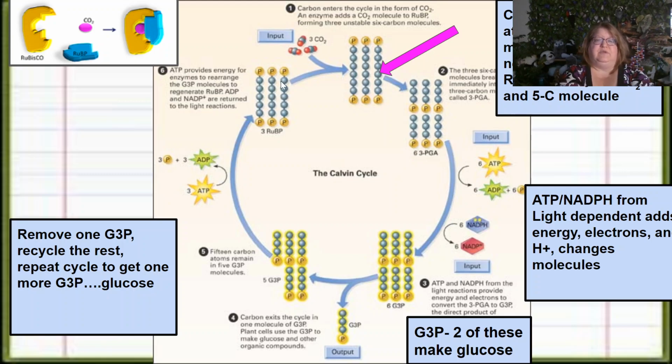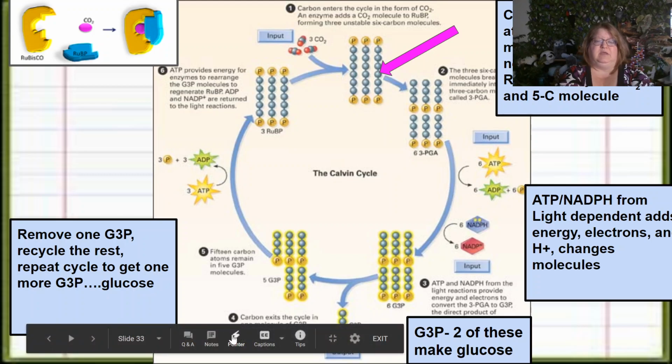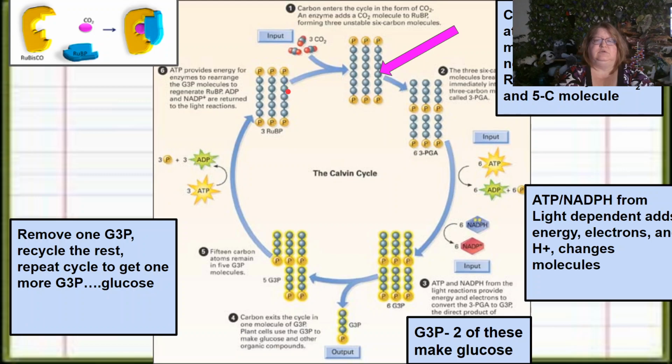And to prove it, let's count. Let me get my pointer here. So let's count. We've got 1, 2, 3, 4, 5 carbons. We're going to add a carbon from carbon dioxide. 1, 2, 3, 4, 5, 6. So the plant has been able to attach that carbon dioxide, and it's going to make food from it.